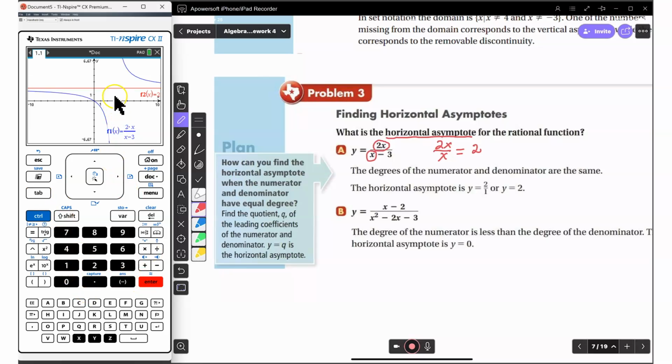So if you look over here, if I were to press tab and we say y equals 2, you notice that is our horizontal asymptote. It's right at 2. Our vertical asymptote is when it's x equals 3. It's the one that's going up or down.